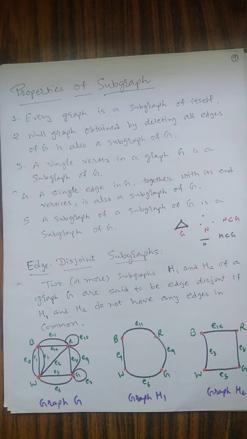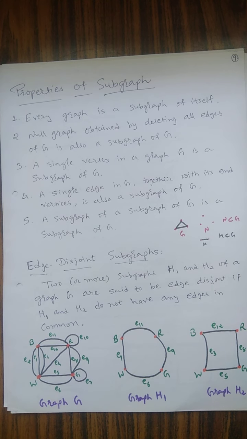Now we discuss the edge disjoint subgraph. Suppose there are 2 subgraphs, H1 and H2. Here I draw H1 and H2. They are called edge disjoint subgraphs if H1 and H2 do not have any edge in common.